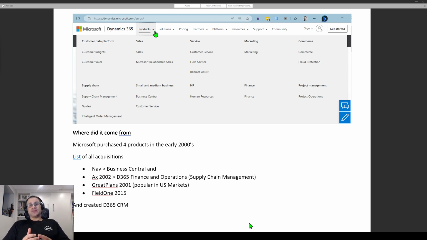AX, which became Dynamics 365 Finance and Operations, or more importantly, it's now called Dynamics 365 Finance, as you can see with the finance designation, and supply chain management, which is on the far left-hand side of the top there as well. So that's how Microsoft got into this marketplace by acquiring a very strong product in the market and have continually invested in it.